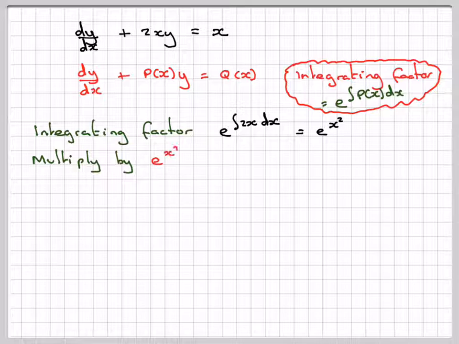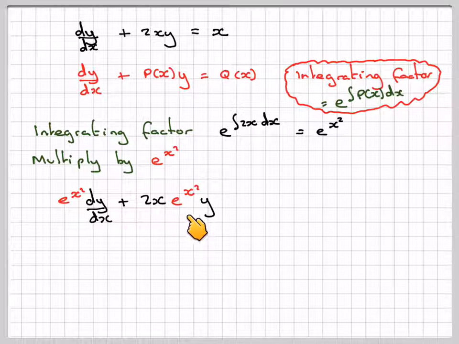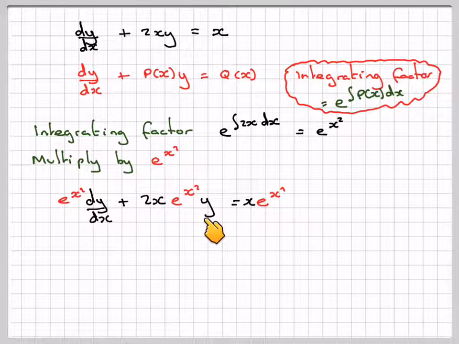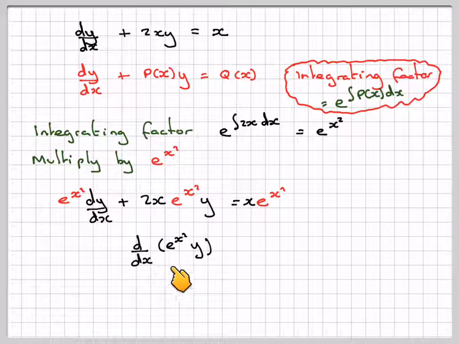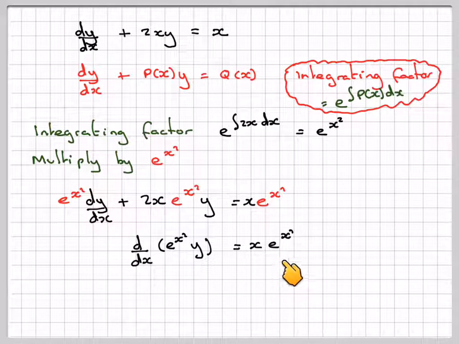If we multiply everything here by e to the x squared, we get e to the x squared dy/dx plus 2x e to the x squared times y is equal to e to the x squared times x. This bit here will become the derivative of the product e to the x squared times y. So basically this is y times the integrating factor, and on this side we just have x e to the x squared.